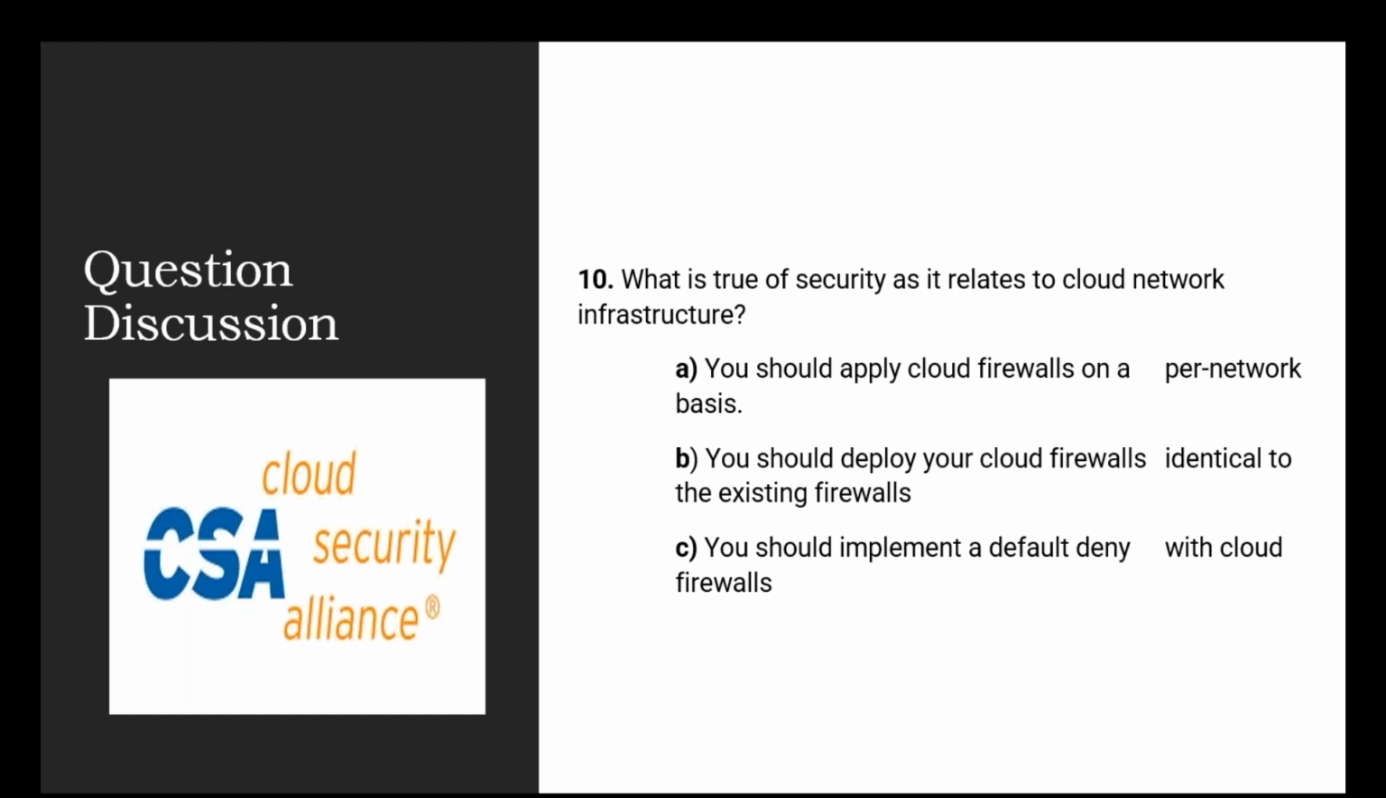So the last question is: what is true for security as it relates to the cloud network infrastructure? You should implement a default deny, and definitely in a cloud environment, specifically a firewall, we need to make sure that default deny is enabled, which makes sure nothing is allowed unless you allow it. So that is the best approach in a cloud environment. So yes, the correct answer is C here, right?